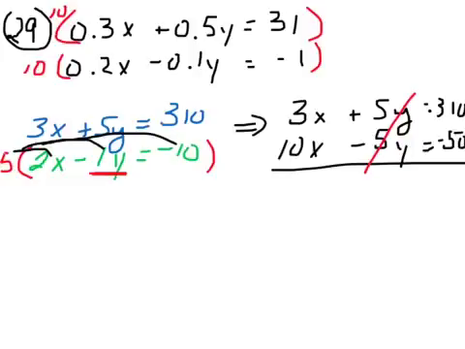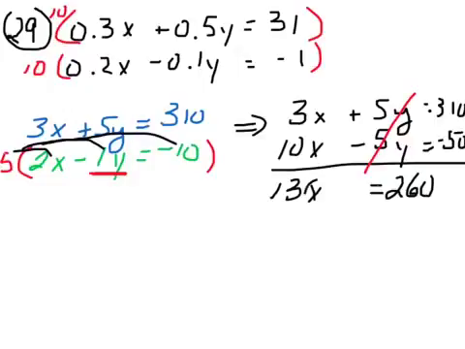All right, so because I can add these and they cancel out, let me just add everything up. What's 3x and 10x? 13x. And then the y's cancel out. I could put plus 0, but I won't. 310 plus negative 50, that's the same thing as 310 minus 50. What would that be? 260. Thank you, Luke. 260. And again, you could use your calculator here if you don't want to do that in your head.